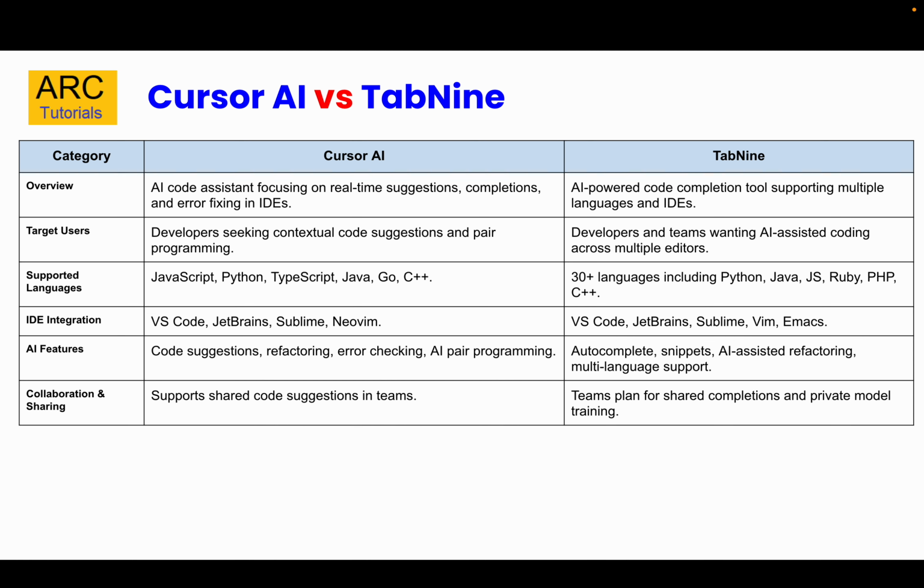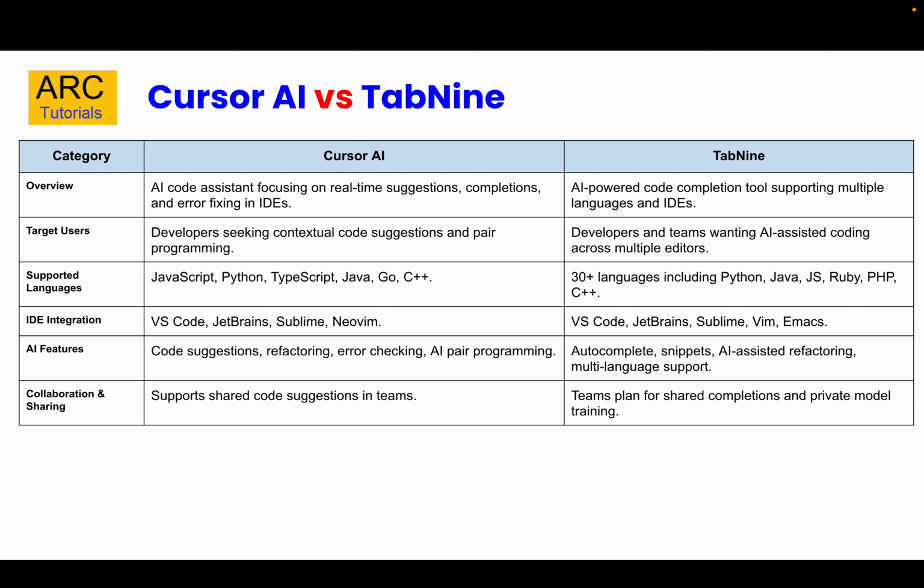Cursor AI has excellent support for JavaScript, Python, TypeScript, Java, Go, and C++. Whereas Tabnine has 30-plus languages that it can be used with, including Python, Java, JavaScript, Ruby, PHP, and C++. Cursor AI has a strong integration with Visual Studio Code, JetBrains, Sublime, and NeoVim. Tabnine also supports all of those leading editors, like Visual Studio Code, JetBrains, Sublime, Vim, Emacs, and much more.